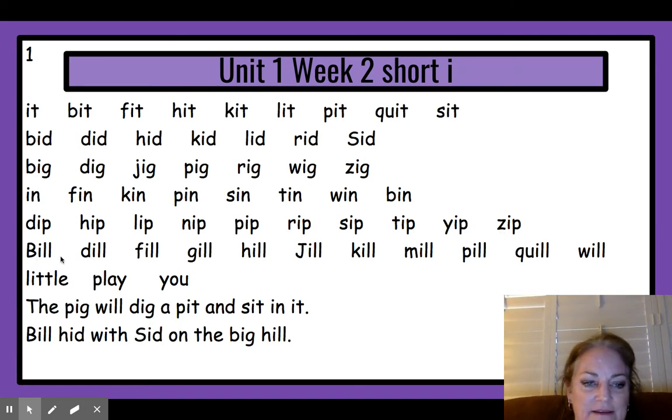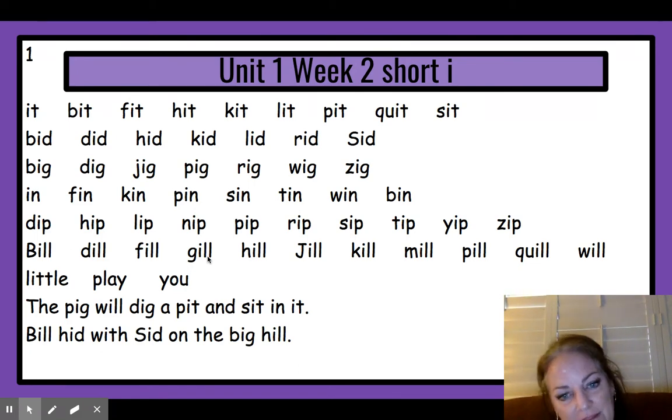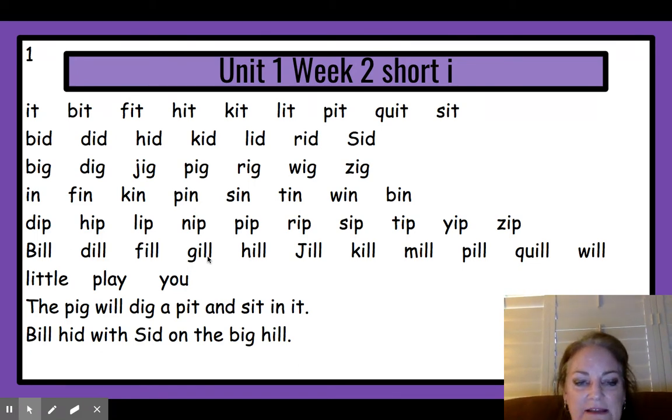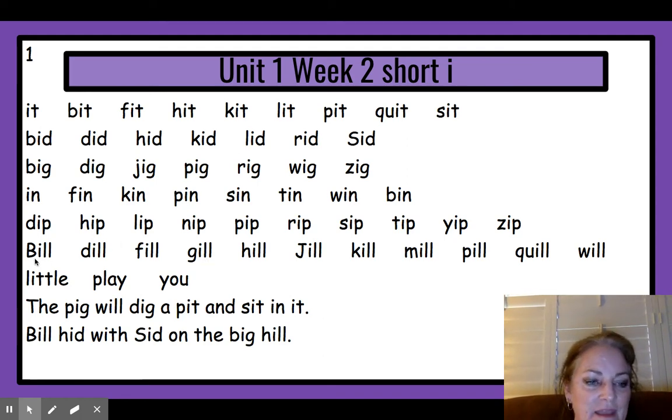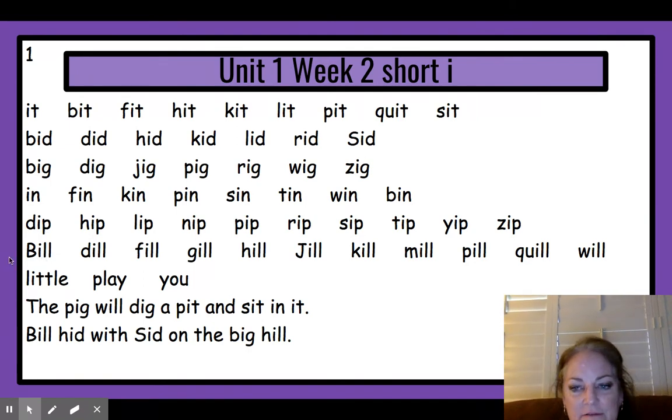Okay, next line. We have I-L-L. You see this double L? Double L does not say /l/ /l/. It just says the one sound, /l/, together. Anytime you have a double letter, that's what happens. You just hear the sound one time. It doesn't say /l/ /l/. Okay? We have I-L-L in all of these words. So the word family is ill, ill. Okay, ready?